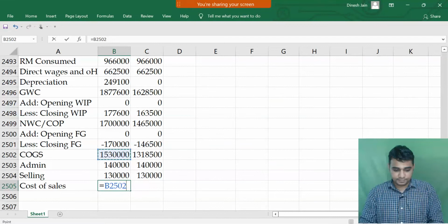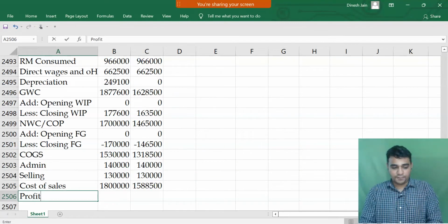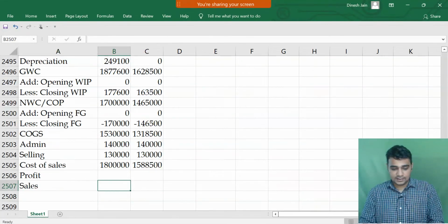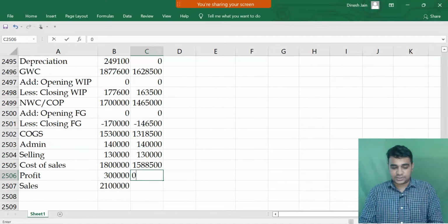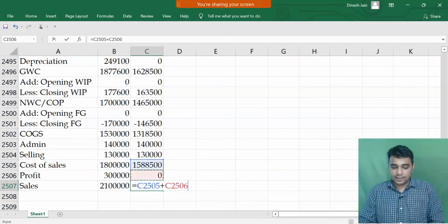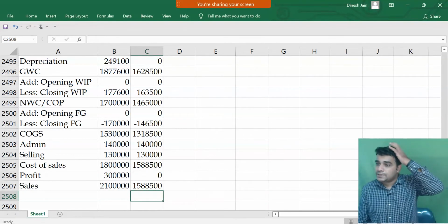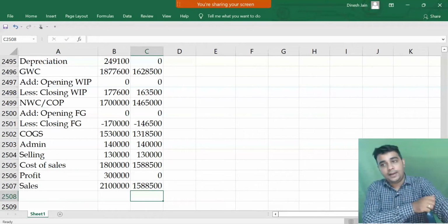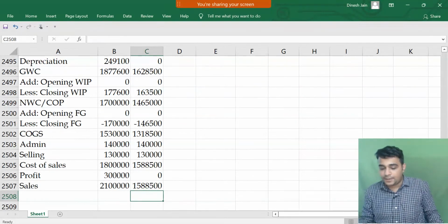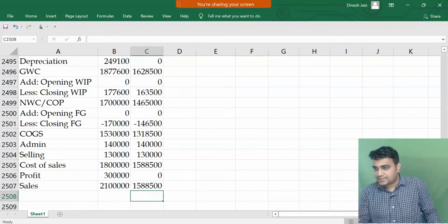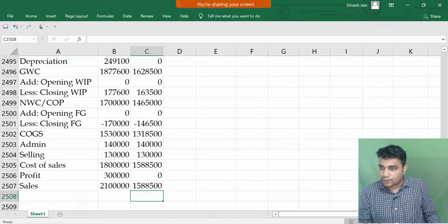COS number, this profit and sales. Profit is 3 lakh, sales is 21 lakh. And when you do cash cost approach, it's 15, 88, 500. So I've converted like the previous question. What I did is I assumed 100 units as the production. We got raw material as 8400 per unit, wages as 2350, 6250, and got to the answer.